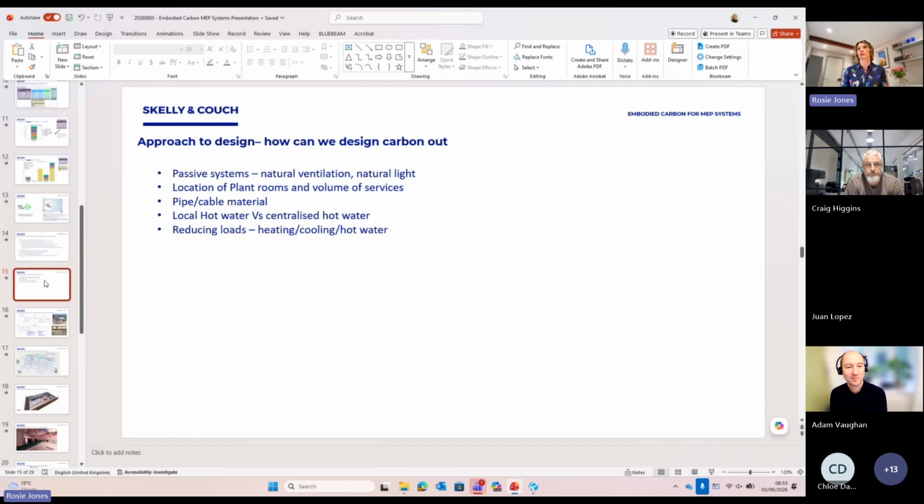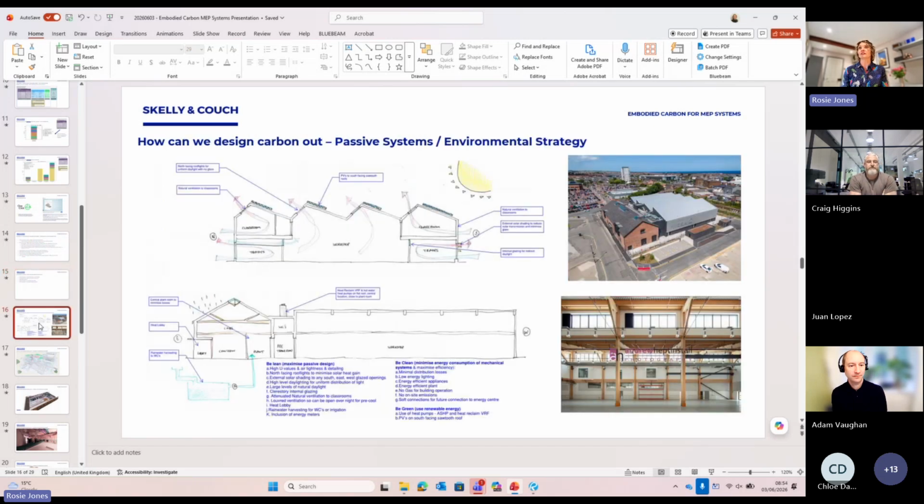But if we break it down a wee bit more, what we're looking to do is design the embodied carbon out using natural and passive systems. This is a diagram of the environmental strategy of the Hixa building that we did with Will's office, Mawson Kerr's office. We're looking to optimize natural light with these roof lights, and optimize natural ventilation pathways so that air can reach through buildings, and we're not having to introduce carbon-heavy, cost-heavy mechanical ventilation systems. So that's effectively step one.